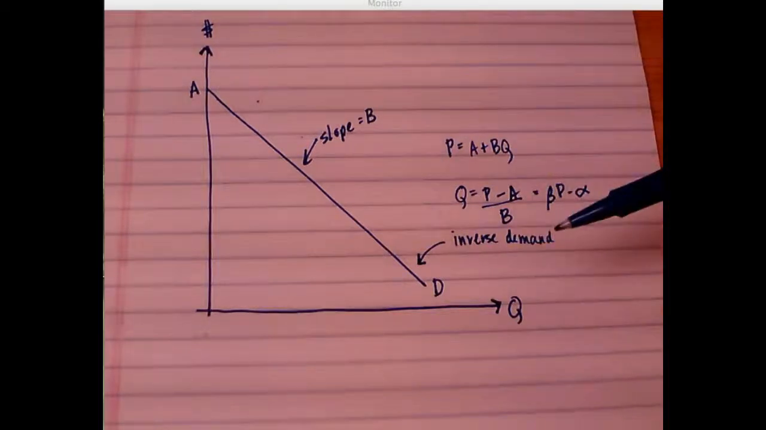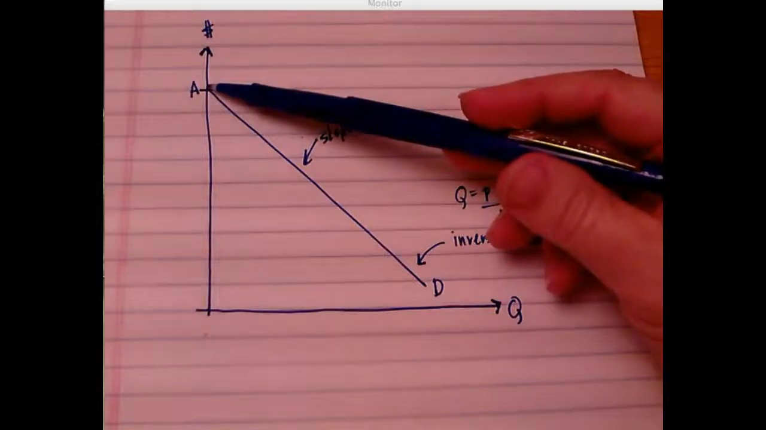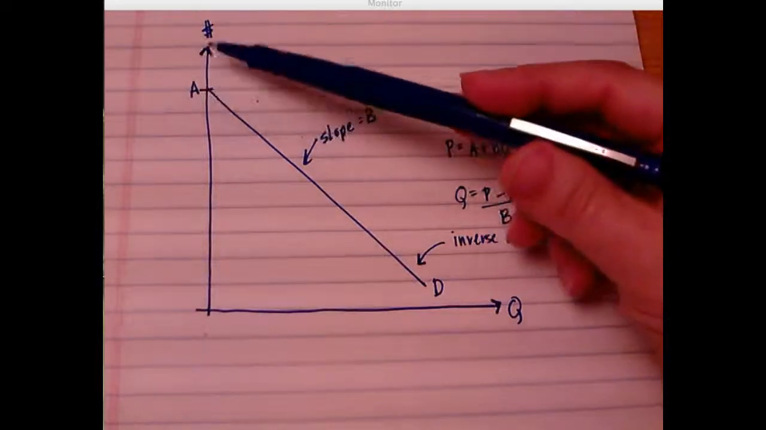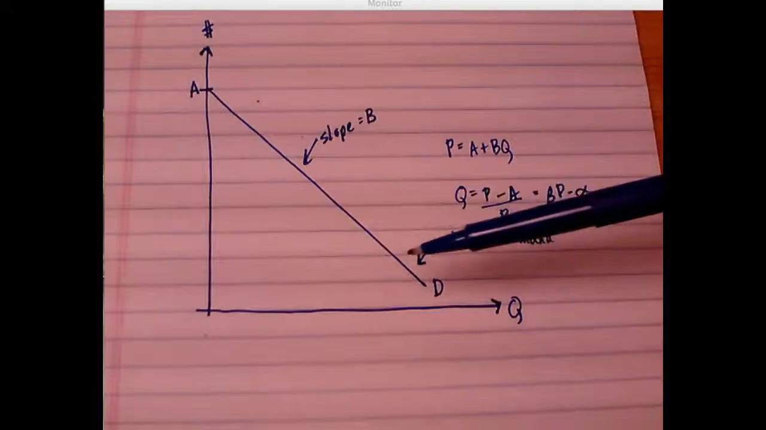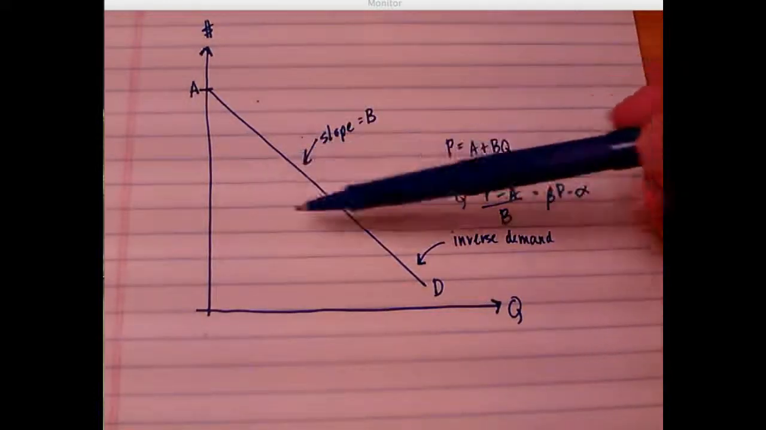It's actually very functional in the inverse demand form because it tells us a lot of information. This intercept here, A, shows us the maximum willingness to pay, right? So that no one's willing to pay more than A for any quantity of this good. And then, of course, as the price drops, people are willing to buy more and more.